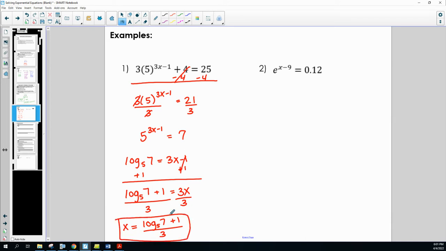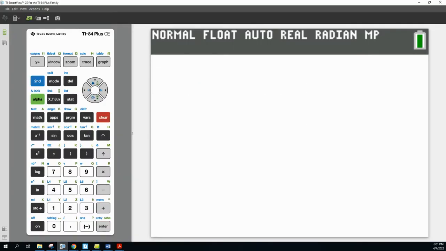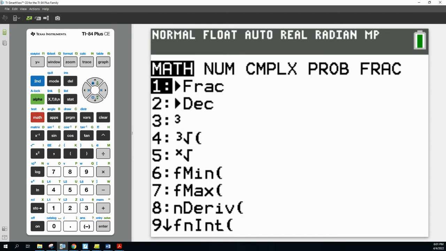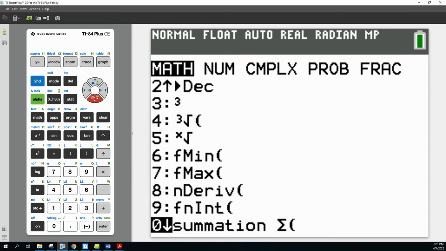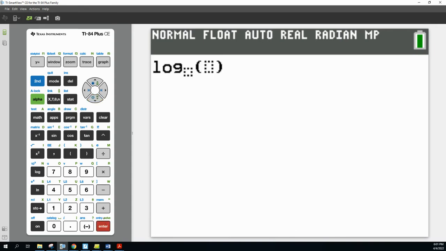And that's our exact. And then for our approximate, we're going to plug it in the calculator. Clear that here. So I'm going to use that log base button. I'm going to show you two ways you can do this. So log base, and it was log base 5 of 7.